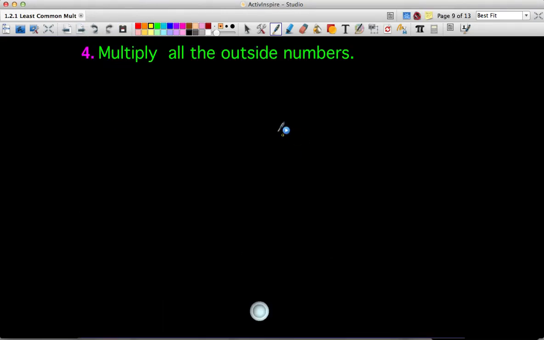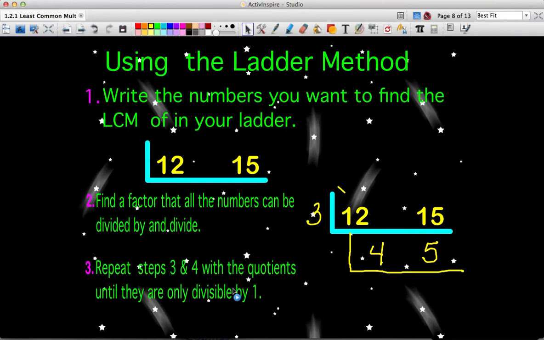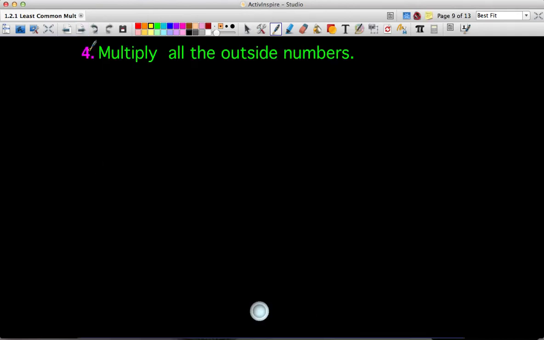Moving on to the next step, and I apologize, I skipped a step here. You repeat steps 2 and 3 until you get to where you have 1 out here. So with 4 and 5, the only factor that they have in common is 1. And 4 divided by 1 is 4. 5 divided by 1 is 5. Now I move on to step 4.